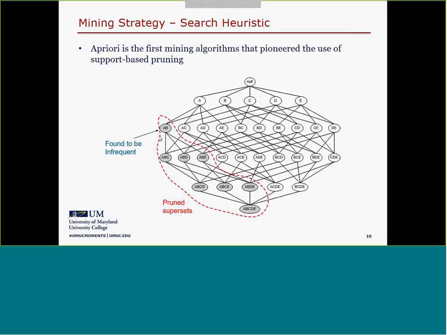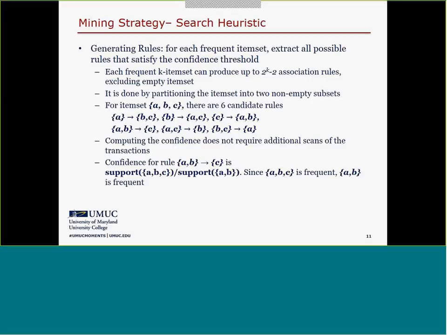So that first phase is identifying the item sets. Once you discover the item sets, then you have to generate the rules. When you generate the rules, you don't have to scan the database any longer, because at that point you have already discovered the item sets. You just go through the frequent item sets and generate the rules.